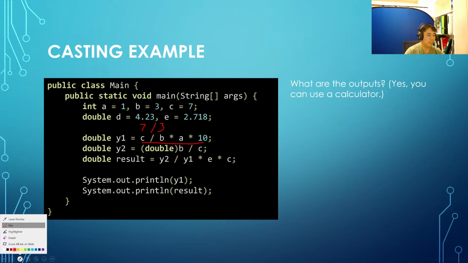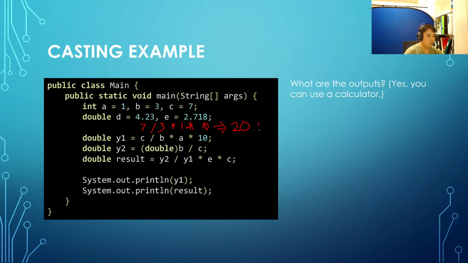If 10 had been 10.0, then that would be a double. But right now, we are using integer division. So 7 divided by 3 makes 2. Then multiply that by 1, that also makes 2. Multiply that by 10, and that would make 20.0, because we're casting it as a double. We are casting the whole right side as a double, but we're evaluating the right side first. So the first one is 20.